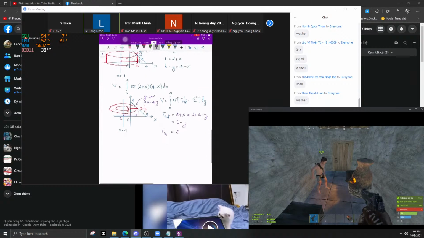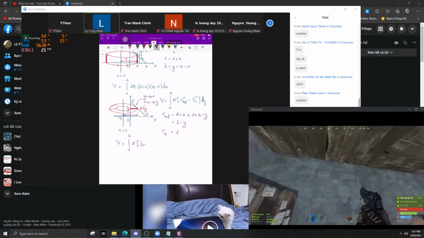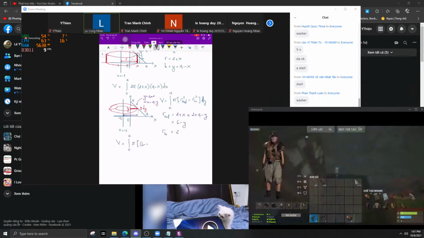Okay, and we get the integral that computes the volume of the solid of revolution: 6 minus y squared minus 2 squared. Okay, you get the idea?